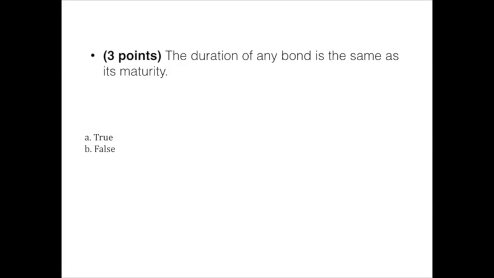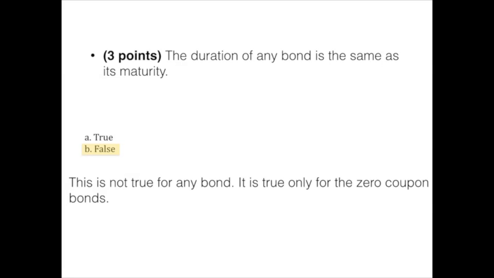The duration of any bond is the same as its maturity. True or false? Anybody? False, it's not for all bonds. Exactly, it's false. It's not for all bonds. So this is true only for zero coupon bonds. The duration of zero coupon bonds is equal to its maturity. But for all other bonds, the duration is actually smaller than its maturity.